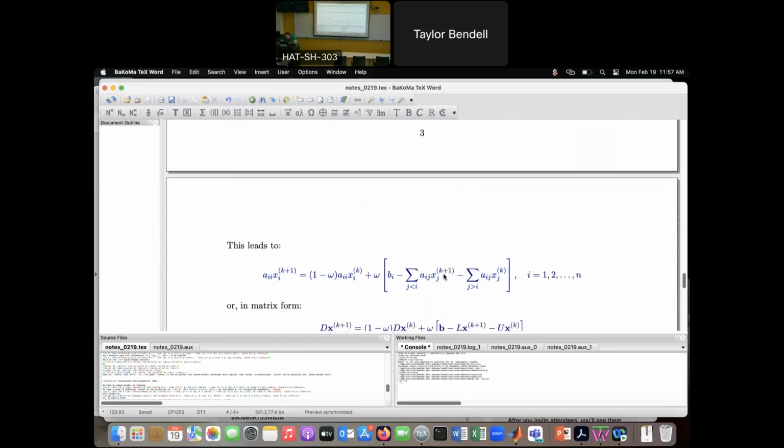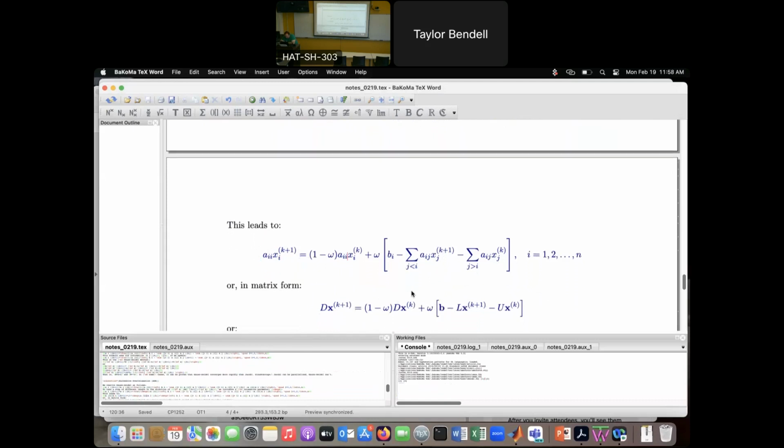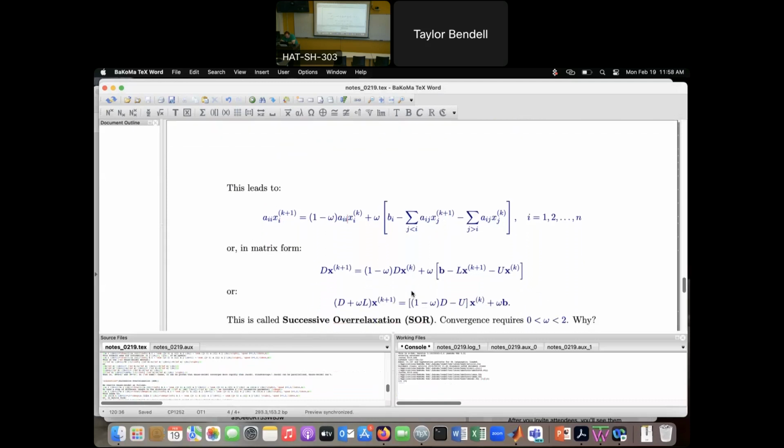And then in matrix vector form, here I'm multiplying by D, here 2 by D, but I'm also multiplying that by the scalar 1 minus omega. Then I have all this from the part in square brackets. And now I want to isolate x_{k+1} on one side. So this is the method in matrix vector form, successive over relaxation.